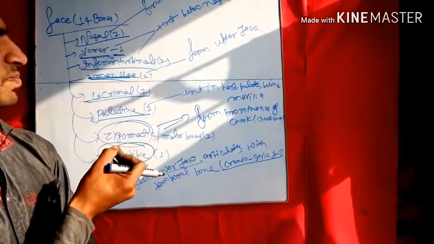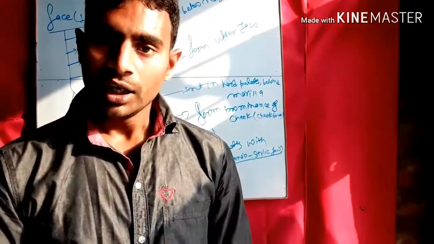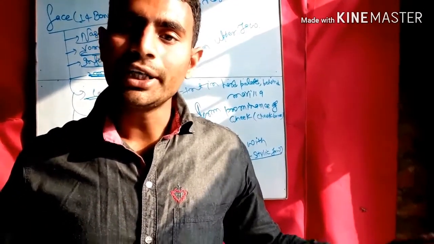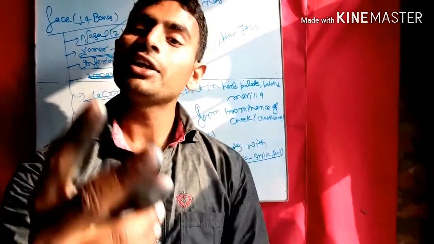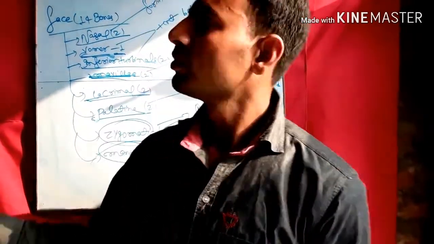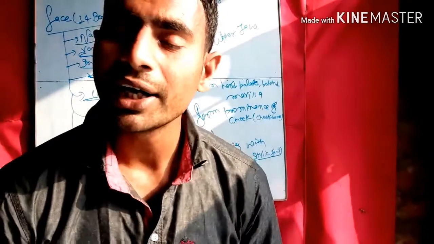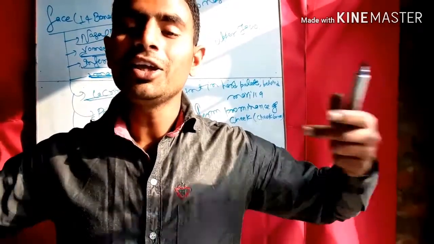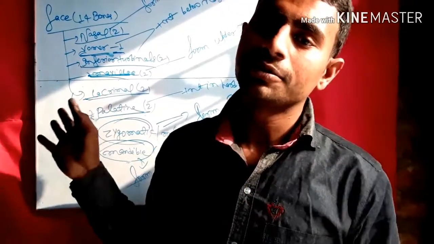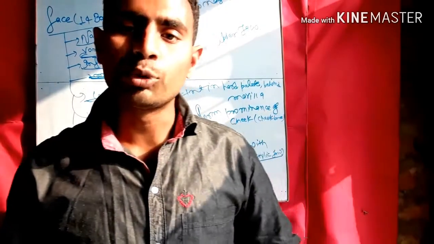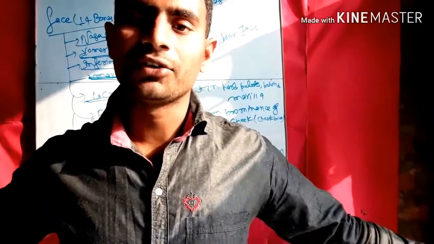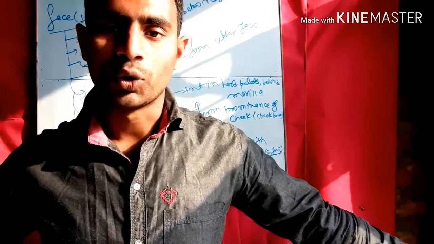In this way, you have known that 22 bones are present in the skull, and the skull is divided into 2 parts. One is the cranium part, and the other is the face part. The cranium part is made by 8 bones, and the face part is made by 14 bones. You have taken complete knowledge of these bones, the 8 bones of the cranium and 14 bones of the face.